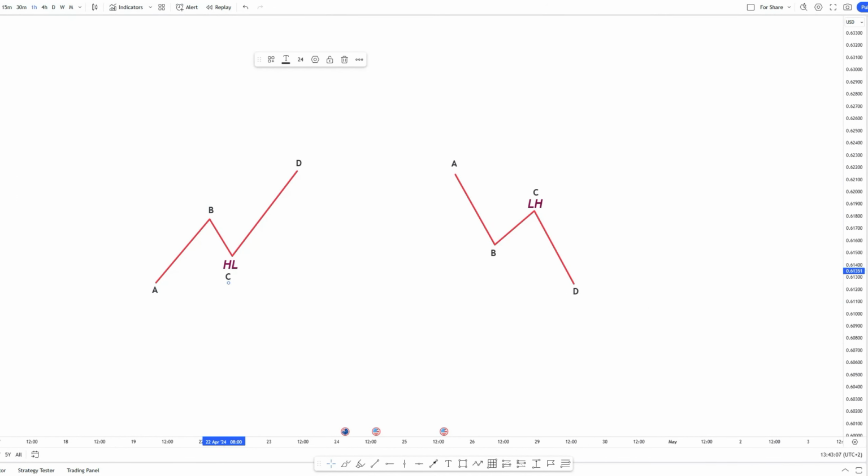In this video, I'm going to share with you a quick guide on how to trade the AB equals CD trading strategy, combined with the order block. Without further ado, let's get started.